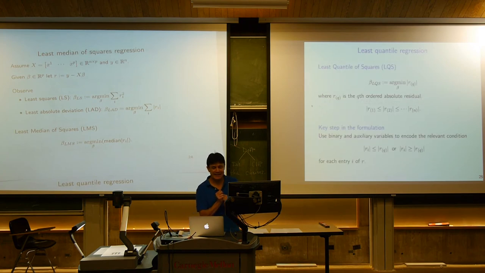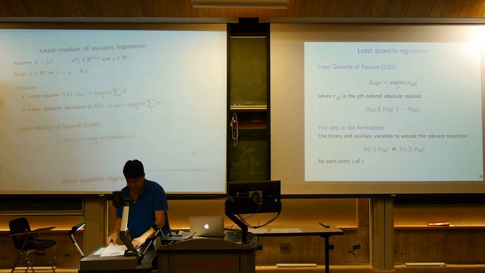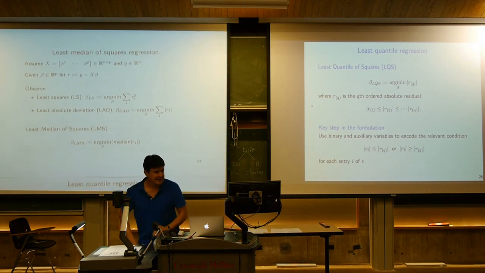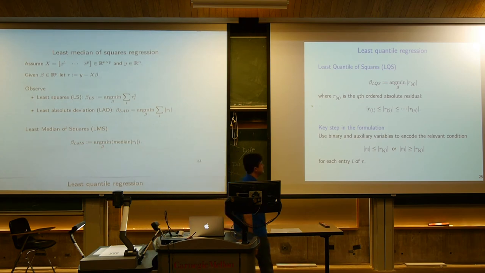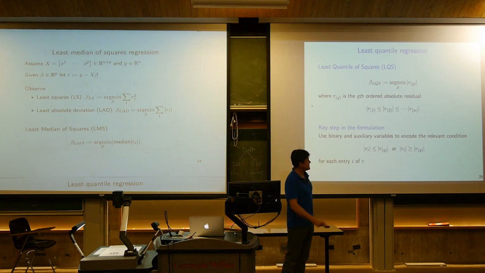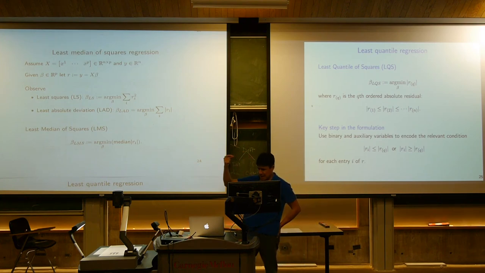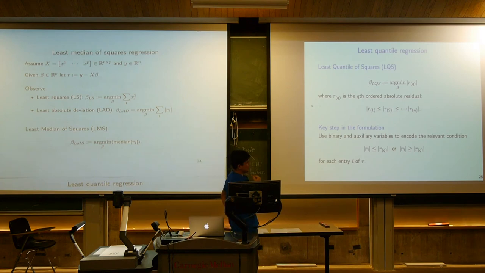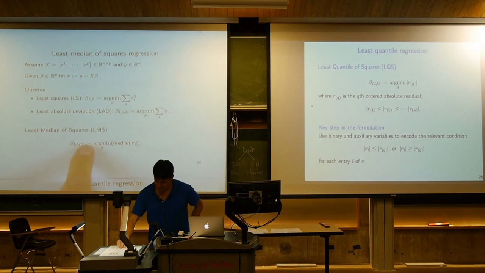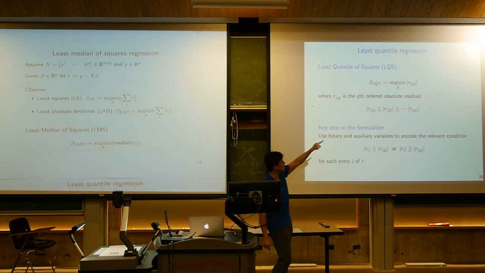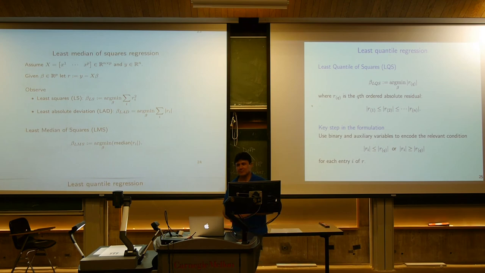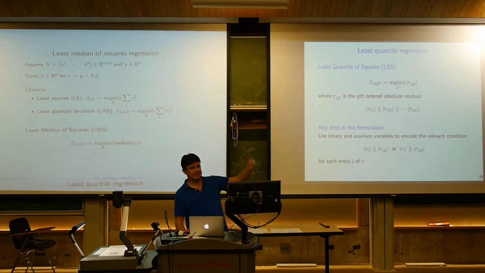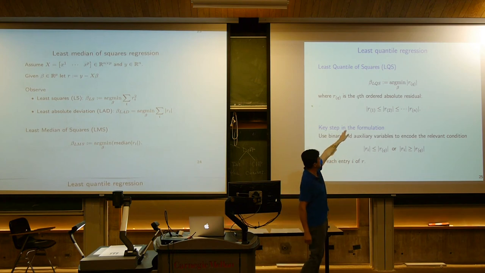More generally, we can talk about the least quantile. So this is least median of squares. The least quantile of squares is to find the beta that makes the Qth absolute residual be the smallest. Okay, so the least median of squares is a special case of that when Q is n over 2. Right? More generally, if we pick Q, any number between 1 and n, then we have a version of that problem.